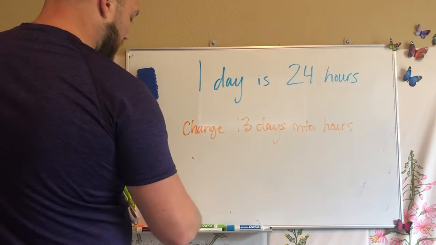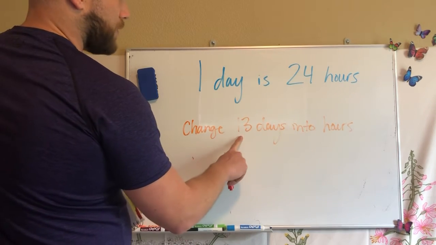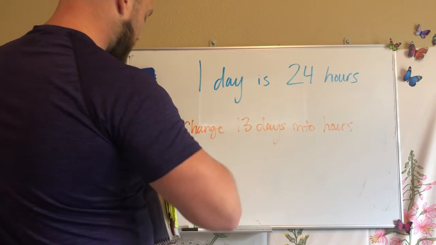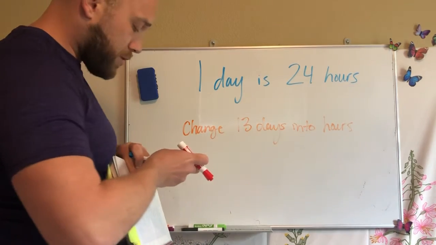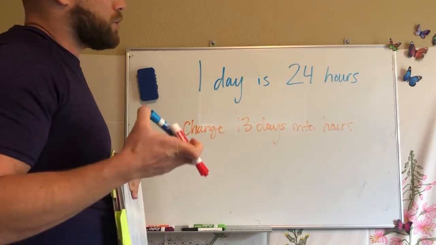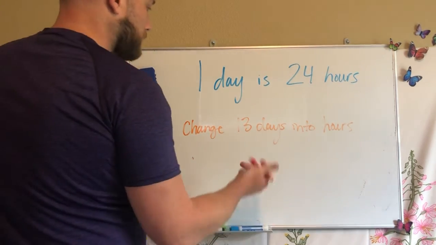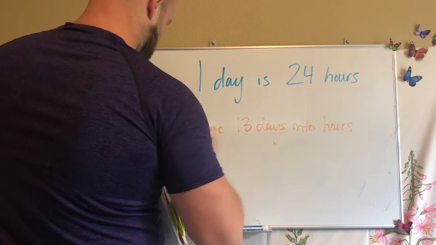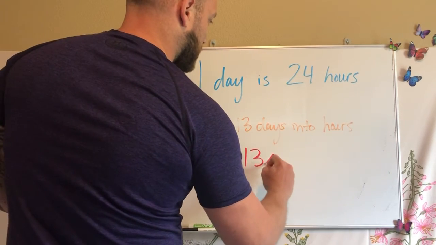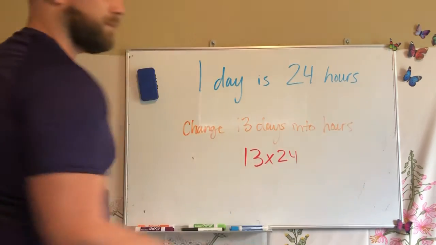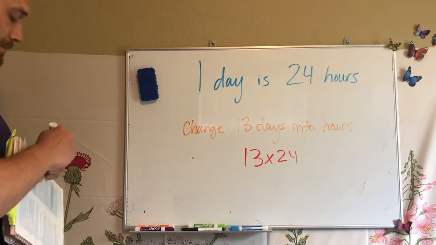I need to multiply 13 by 24 because I'm trying to figure out how many hours are in 13 days. And I know that there are 24 hours in 1 day. So all I need to do is 13 times 24 to figure out my hours.